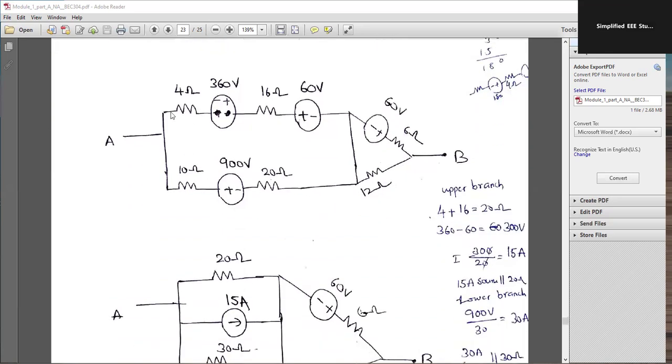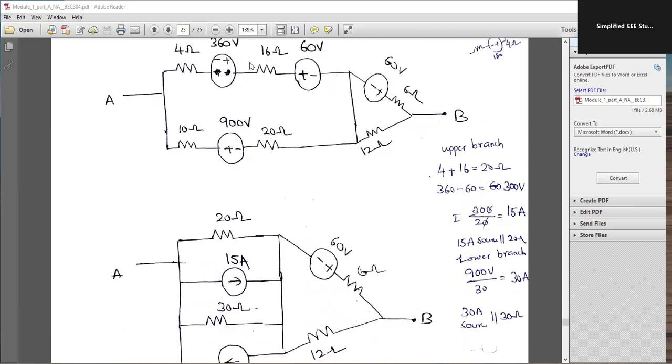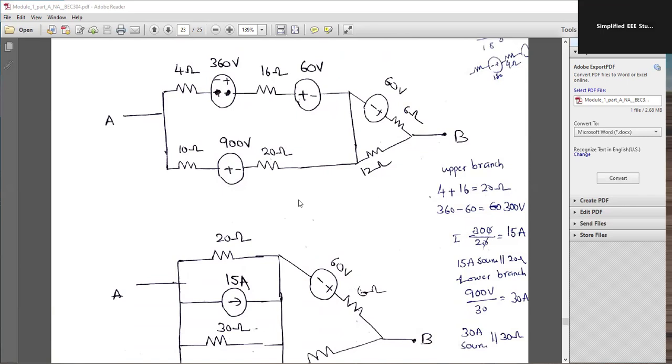Let us simplify. 4 and 16 are both in series, so 4 plus 16 is nothing but 20 ohm. So 360 and 60, the polarity is different, so you can take the difference. 360 minus 60 is nothing but 300. So let us simplify 300 and 20.